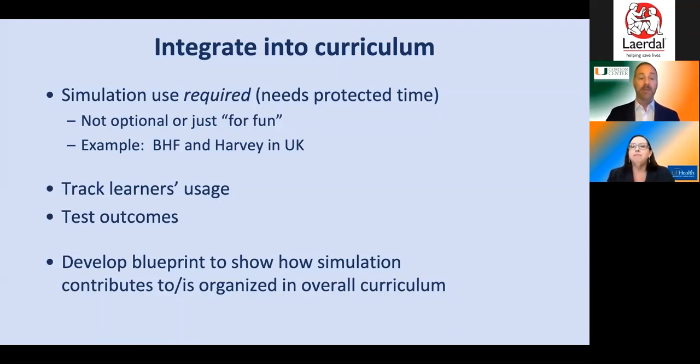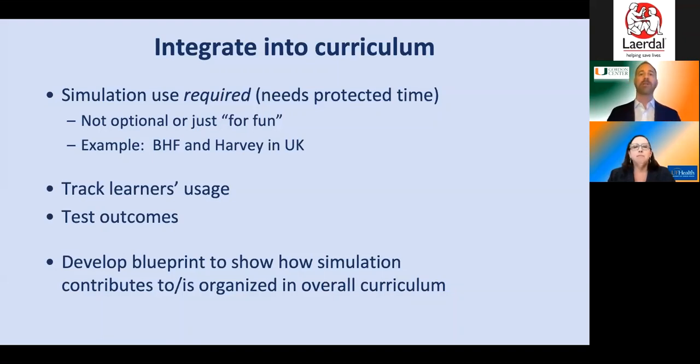Other places had integrated it into their curriculum. They were requiring that students went on a regular basis to work with Harvey. They were tracking learner usage. Very importantly, we know assessment drives learning, so they were actually testing those outcomes to see if they were achieved. And sure enough, those institutions were realizing very remarkable gains, not only in knowledge, but also in clinical skills, confidence, which is very important.